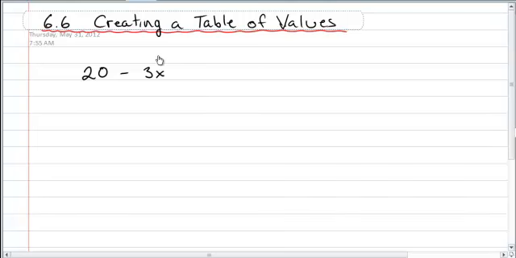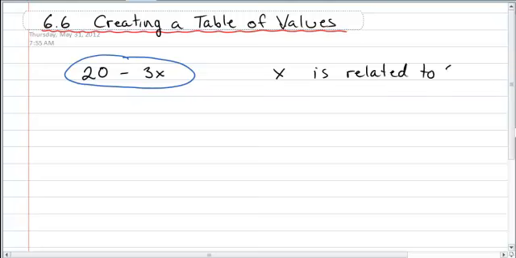In math, we're going to start exploring linear relations. We have an expression here of 20 minus 3x. What is important when looking at this is we want to know what the relation is here. We can simply say x is related to 20 minus 3x. What does that mean?